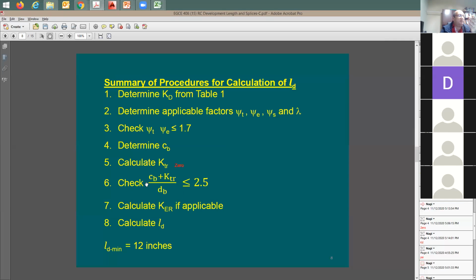Now you need to check CB divided by DB. If it's going to be more than 2.5, just take it as 2.5. So we know the check, right? This one, I'm going to ignore it for now to get to an example. And then you should be able to figure out L sub D. Your minimum value for L sub D is going to be 12 inches.